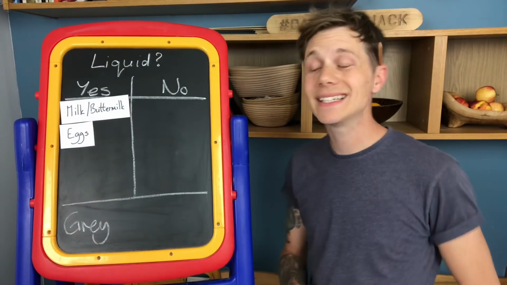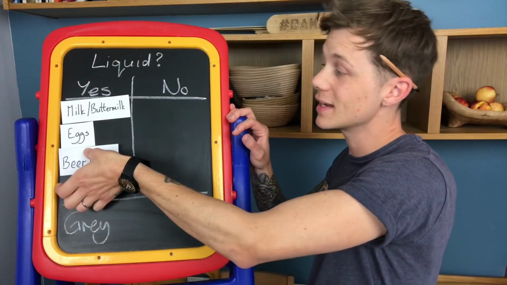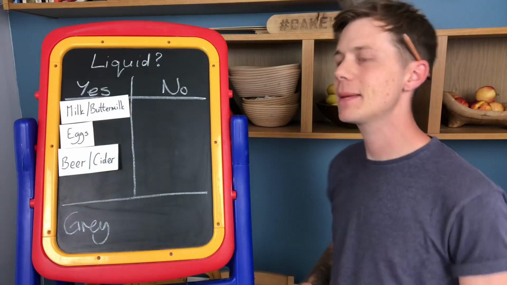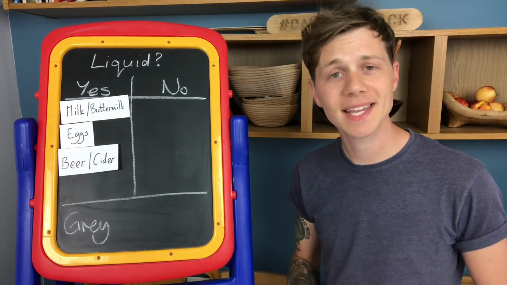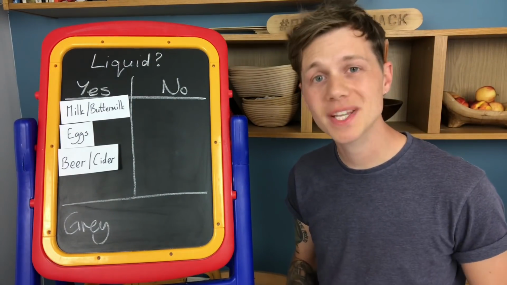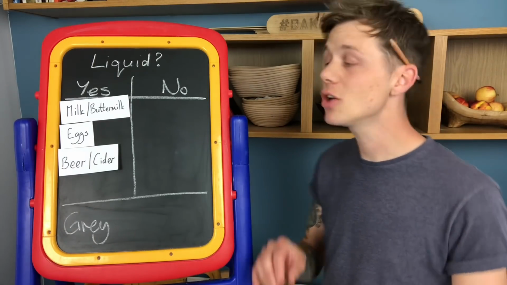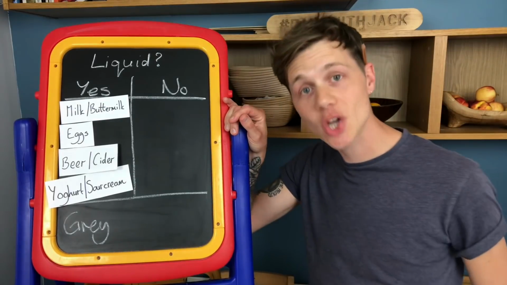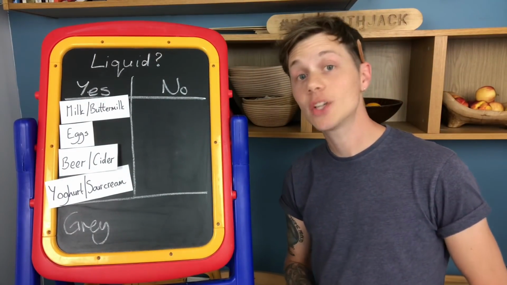Beer and cider is clearly a liquid. We can put that there as well. Yogurt and sour cream can be really thick, and so is up for debate, but logic says in my mind that I would take it and mix it in with the water, therefore making up part of the liquid content in which the flour will soak. We put that in the yes column. Butter can be a solid or a liquid, right?